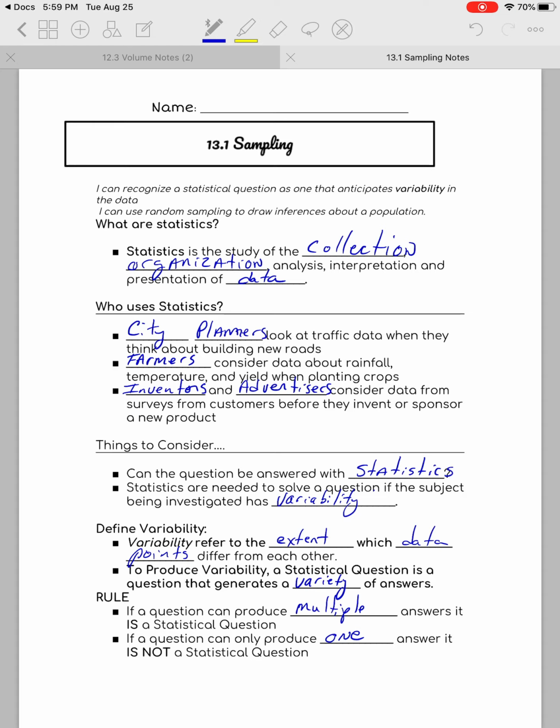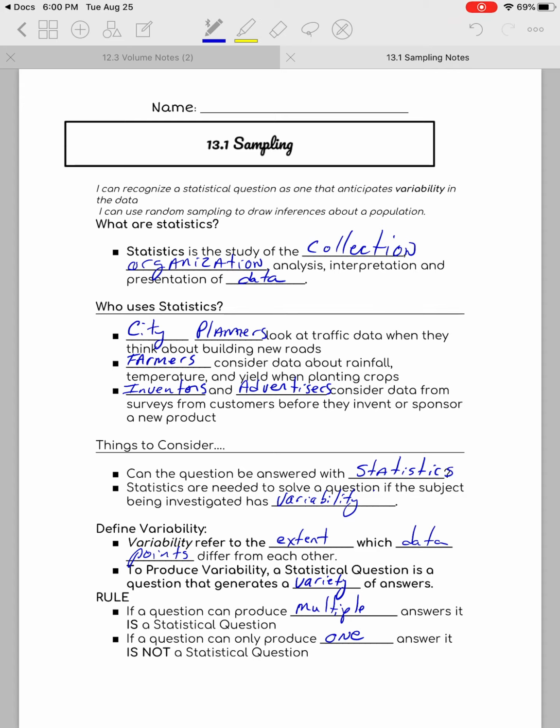Things to consider. Can the question be answered with statistics? Can data answer the question? Statistics are needed to solve a question if the subject being investigated has variability. It means you have a variety of data points. If all you're asking is about vanilla ice cream, that's not a lot of data. Like, what's your favorite ice cream? Your only choice is vanilla. You're not getting a lot of data points here. But if you mix it up and give them choices of chocolate, vanilla, strawberry, and say butterscotch, now you're going to get a lot of varying answers.